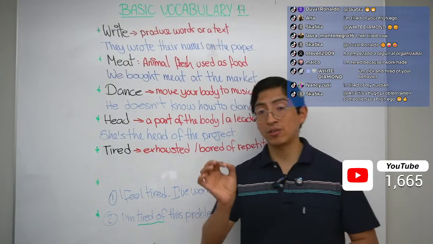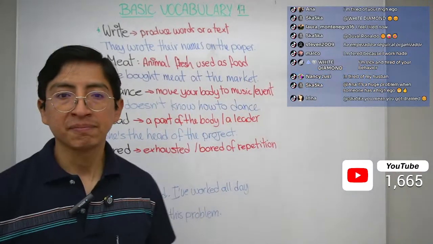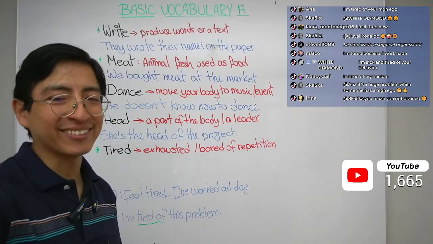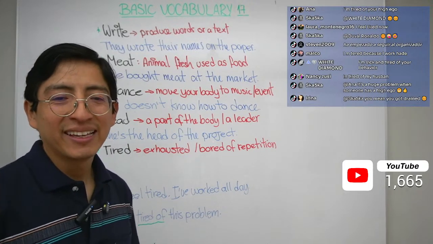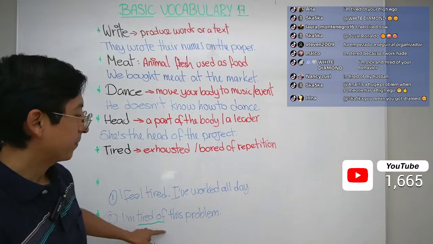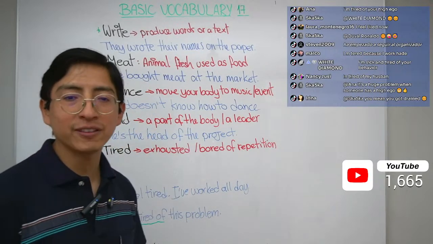Okay, guys, write your own sentences here. Let's read your sentences. I'm tired of my husband. Nancy says she's tired of her husband. I'm tired of my husband, with the letter D at the end.